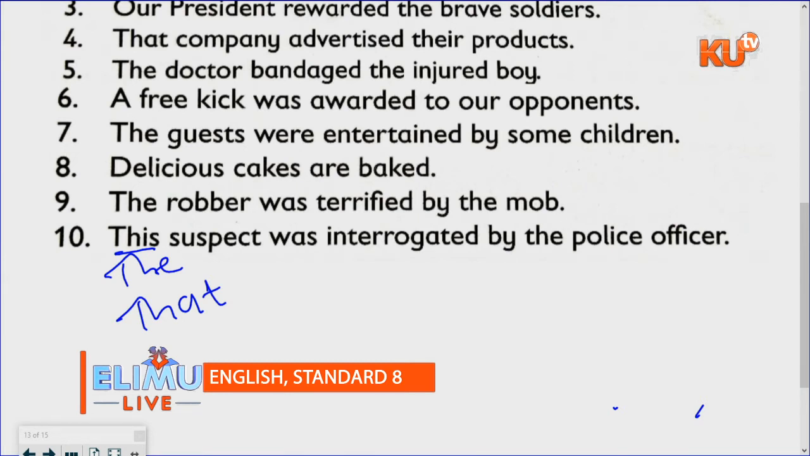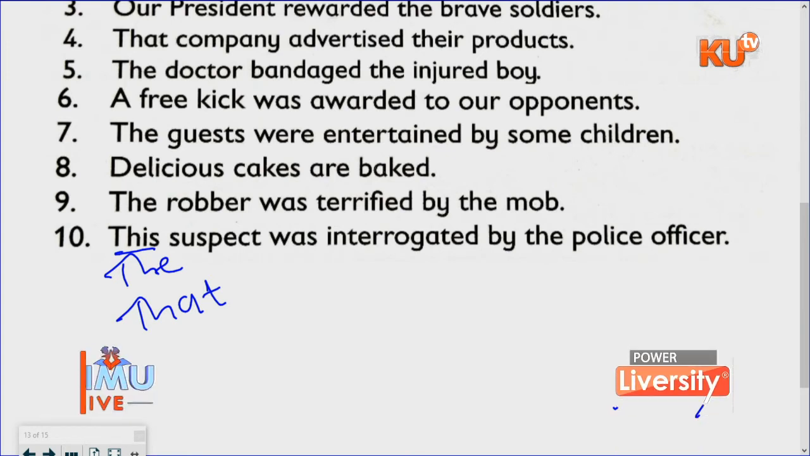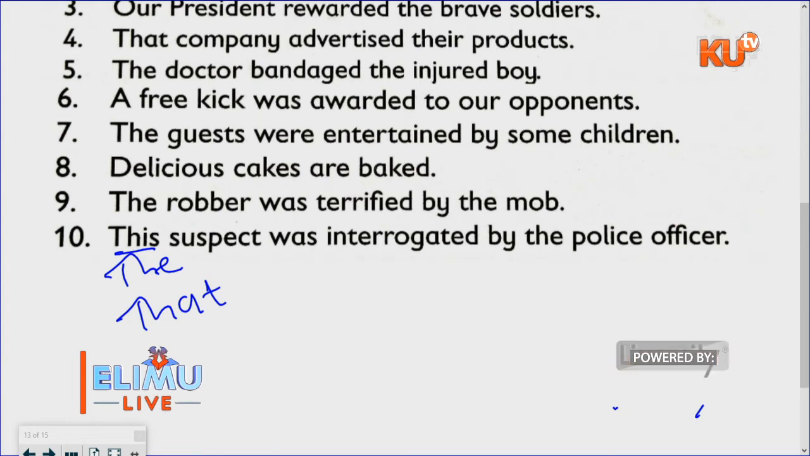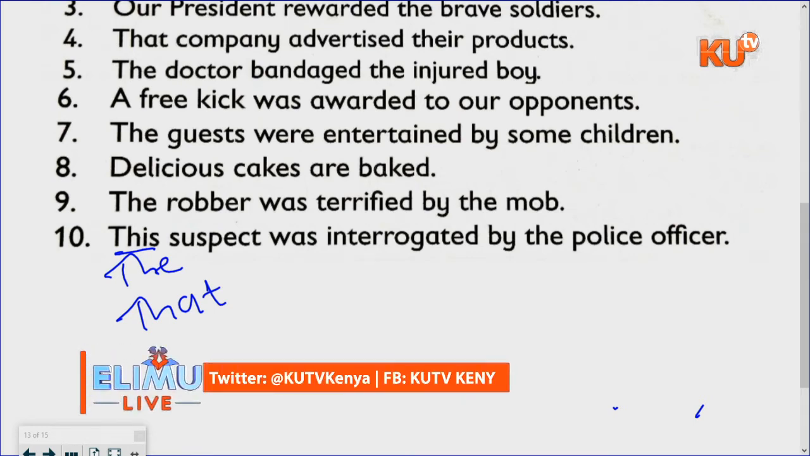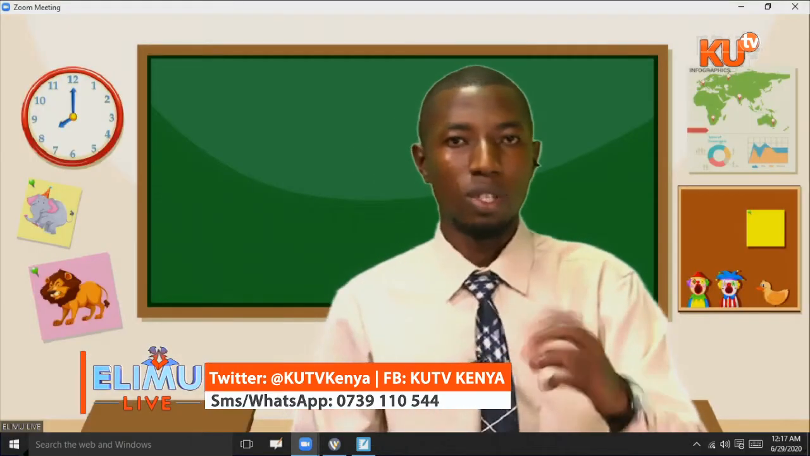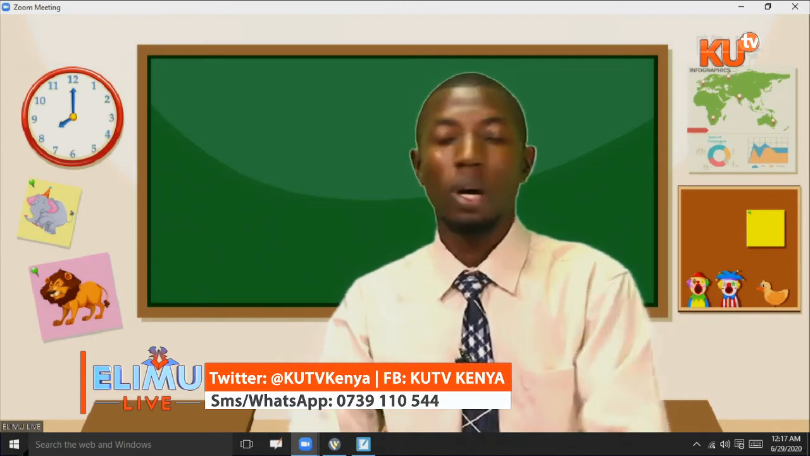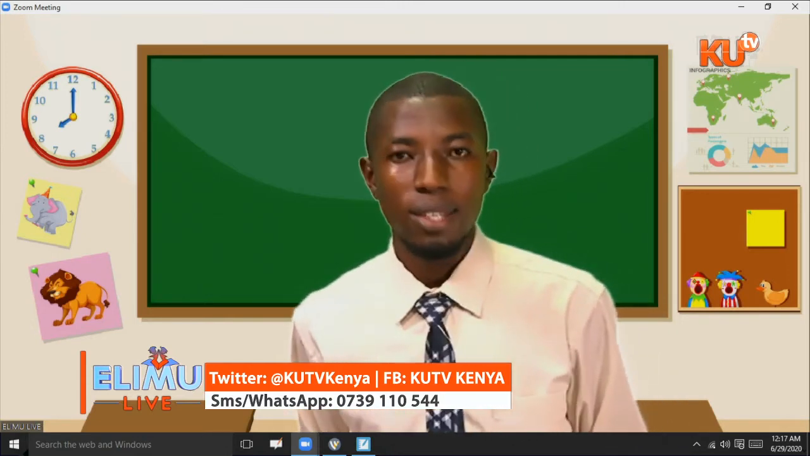So this suspect was interrogated by the police officer. This suspect is the subject. Interrogated is the main verb. The police officer receives the action of that verb. Therefore, it is the object. This suspect was interrogated by the police officer. We changed to: the police officer interrogated this suspect. And you see, by doing so, I have not changed this to they.